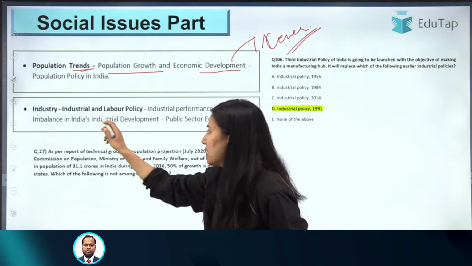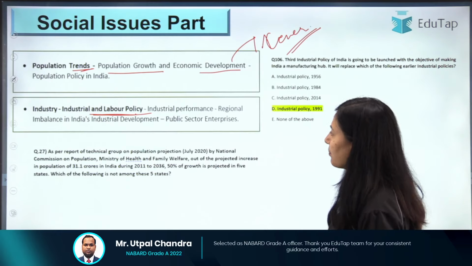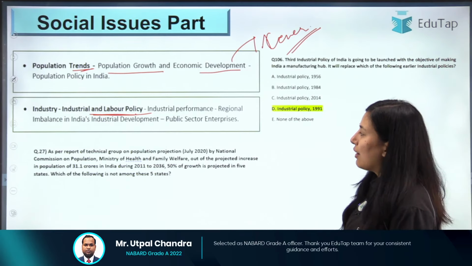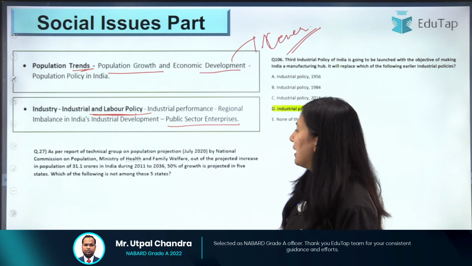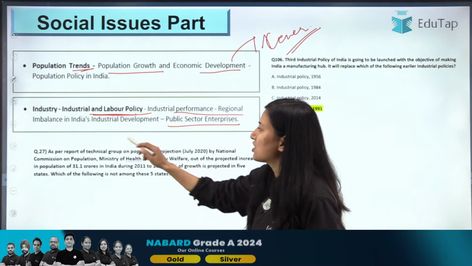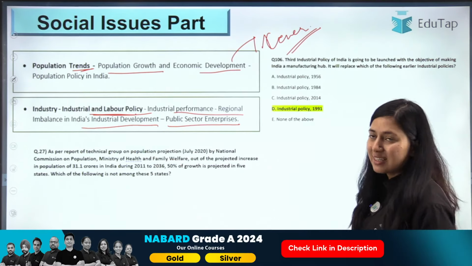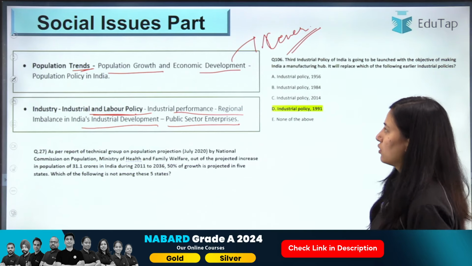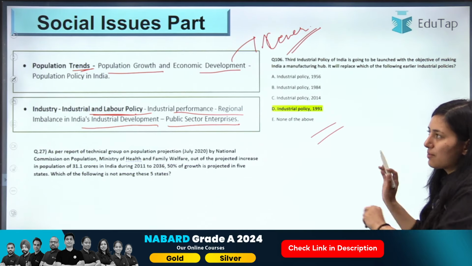Then we have the industrial and labour policy. So this is also again very important. You have to know about public sector enterprises, institutional performance, regional imbalance in India, in India's industrial development. So these are very important topics again, and you can see questions have been asked from these.